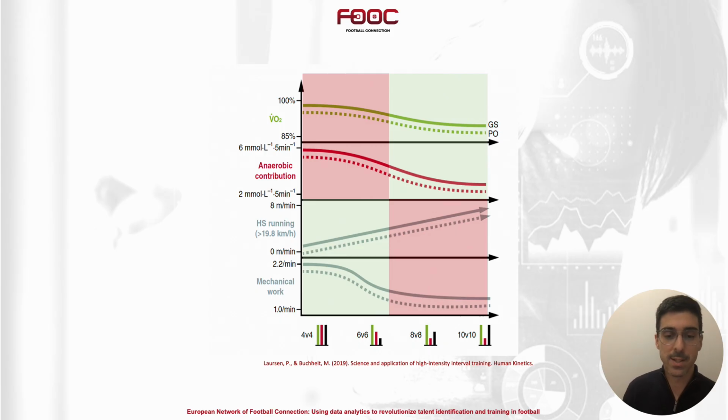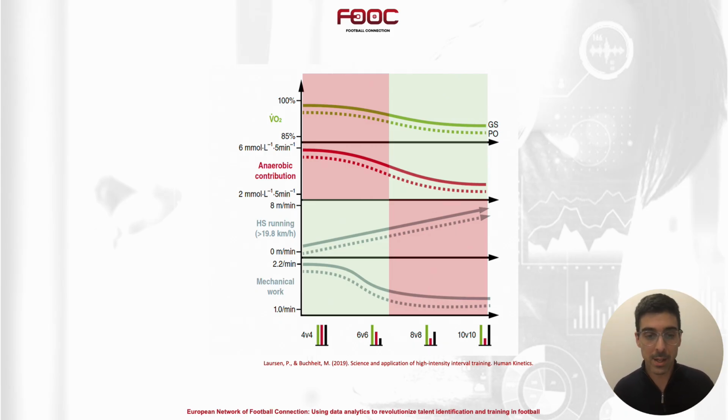We can see here the 4 versus 4, 6 versus 6, 8 versus 8, and the 10 versus 10 sided games. And in these graphs, we can see that probably 4 versus 4 and 6 versus 6 will be more metabolic demanding, and the stage in VO2 max will be higher than when we implement 8 versus 8 or 10 versus 10, and also the anaerobic contribution will be higher and more taxed in these small formats.